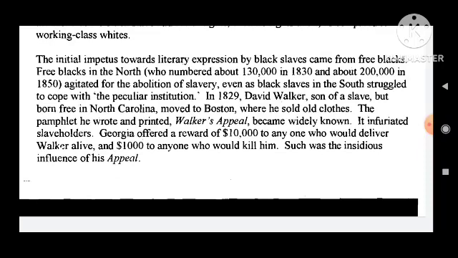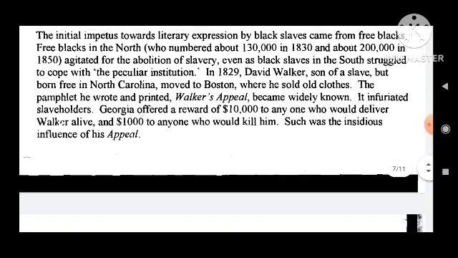In 1829, David Walker, son of a slave but born free in North Carolina, moved to Boston, where he sold old clothes. The pamphlet he wrote and printed, Walker's Appeal, became widely known.